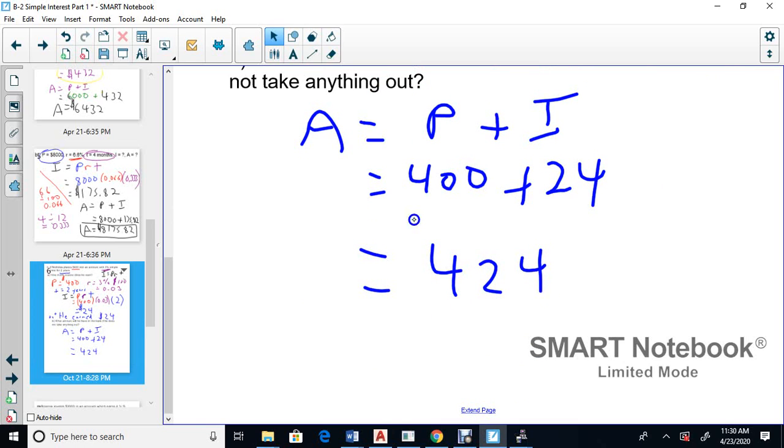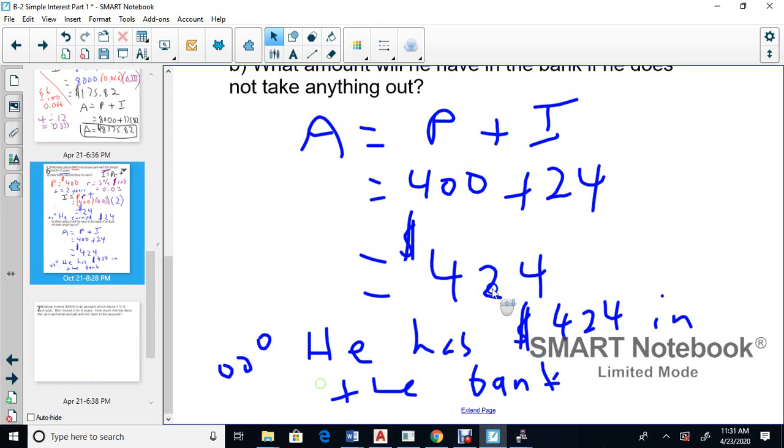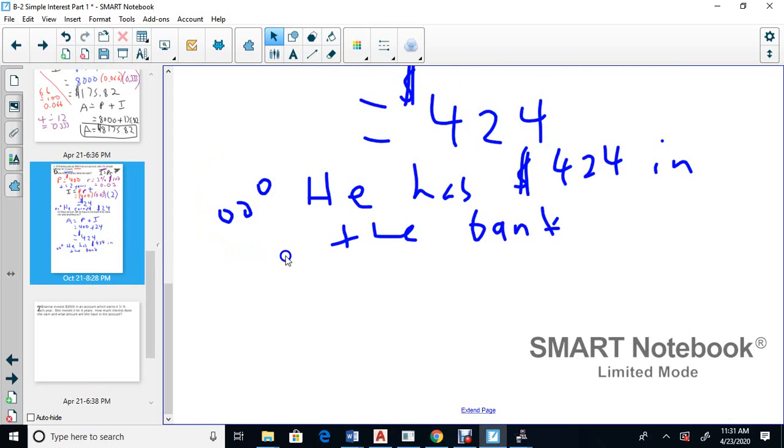And that's dollars. And you put, therefore, he has $424 in the bank. So that's the 400 he started off with plus the $24 interest. Okay, so I'll just scroll down. Hopefully you can read this. Therefore, he has 424 in the bank. Okay, let's do our next word problem.